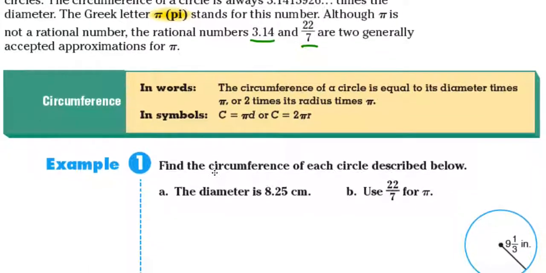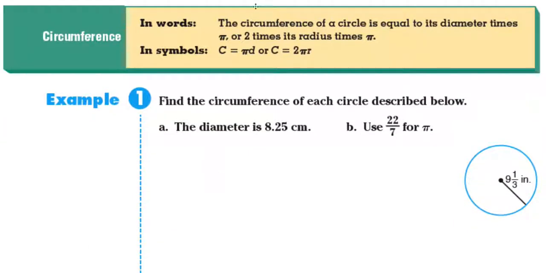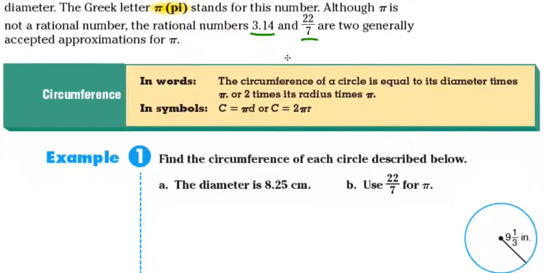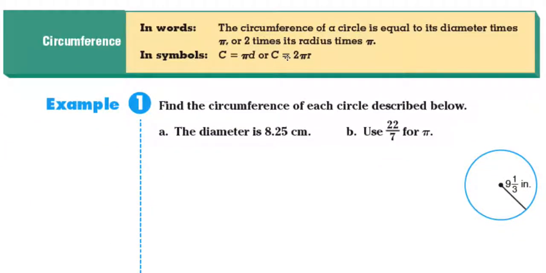So let's define circumference in words. The circumference of a circle is equal to its diameter times pi, or 2 times its radius times pi, or in symbols, C equals pi d, or C equals 2 pi r. Again, why is that twice the radius? Because remember, at the beginning of the lesson, I told you that diameter is 2 times the radius. So these two formulas are the ones that you need to memorize, and I mean memorize because you're going to use this until high school.